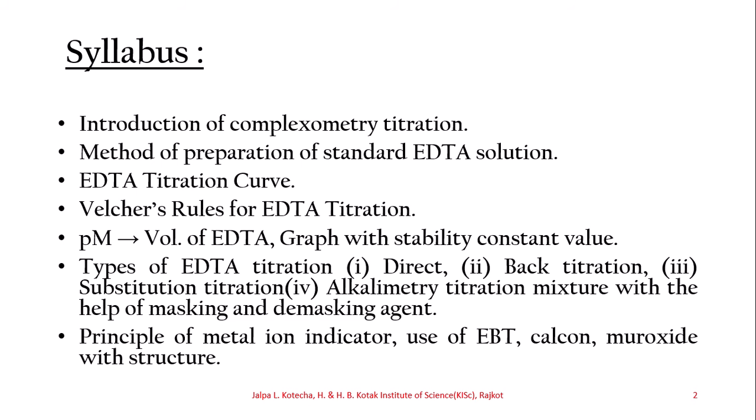In detail we will take 4 main types and the subtypes, and lastly we will take the metal ion indicators, its principle and various metal ion indicators used for the complexometric titrations.